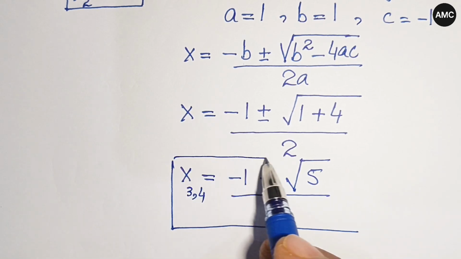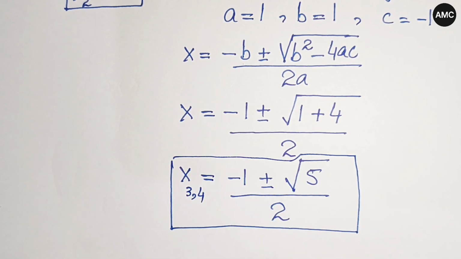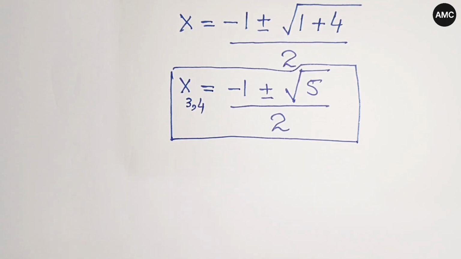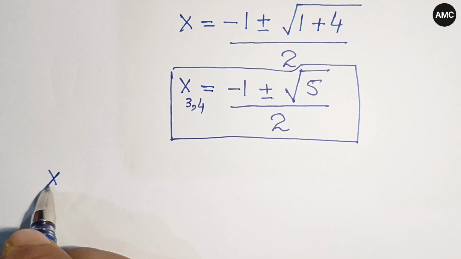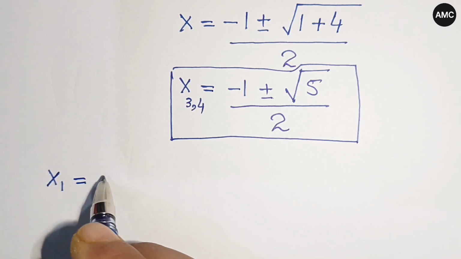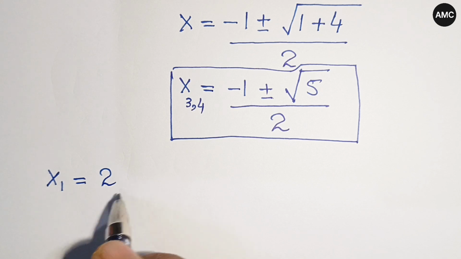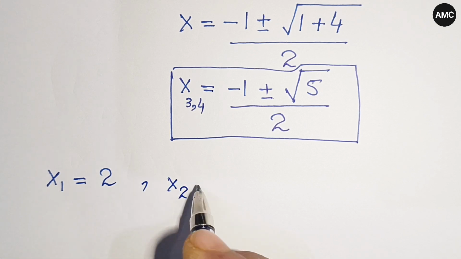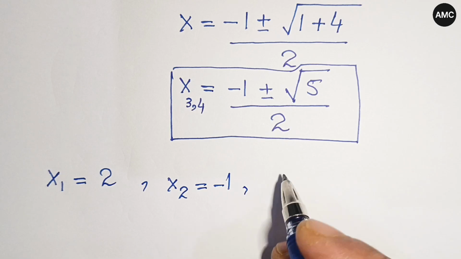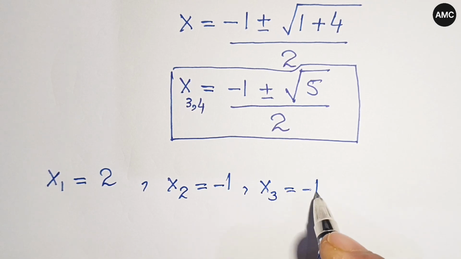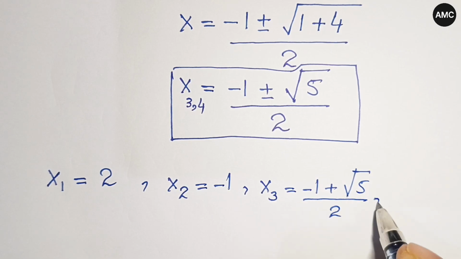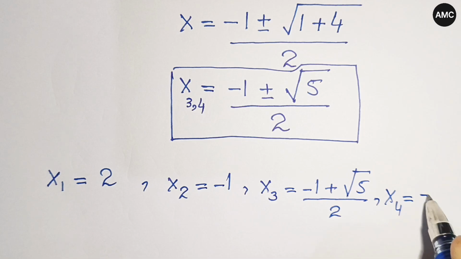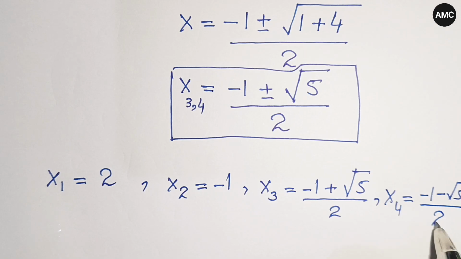Now here we get all real solutions. So our final values of x are, x1 is equal to 2. It is our first solution. And x2 is equal to minus 1. Similarly, we have x3, which is equal to minus 1 plus square root of 5, all over 2. And the final value is x4, which is equal to minus 1 minus square root of 5, all over 2.